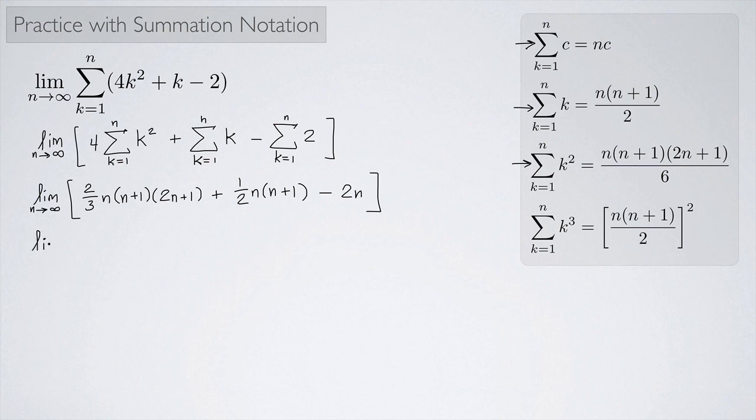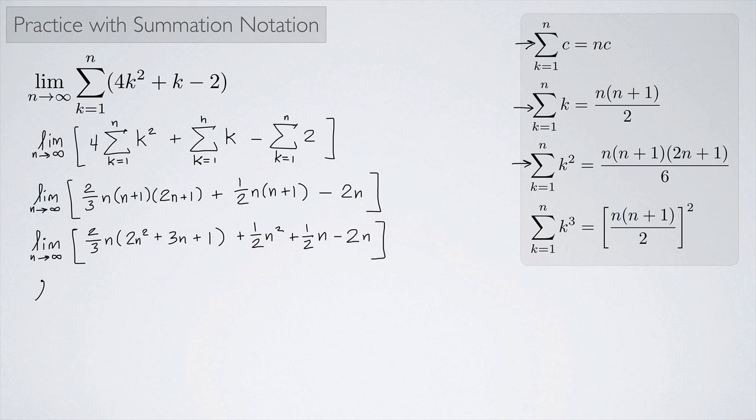Keep writing the limit out front, so I have the limit as n goes to infinity of this thing right here. And so I can simplify this. I have 2/3 n, and then this is going to be 2n squared. I'm going to have an n plus a 2n, that's going to be a 3n, plus 1, plus 1/2 n squared, plus 1/2 n minus 2n. And then I'm going to keep writing the limit here.